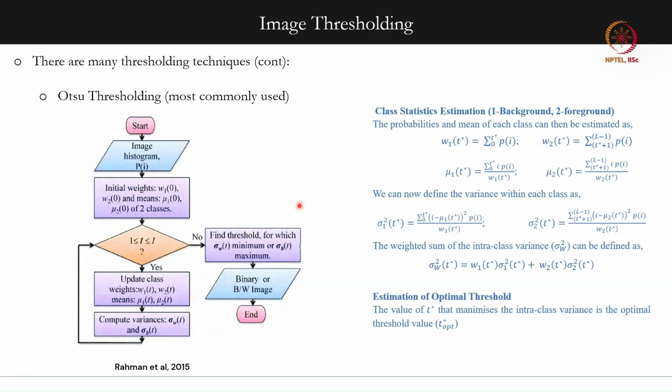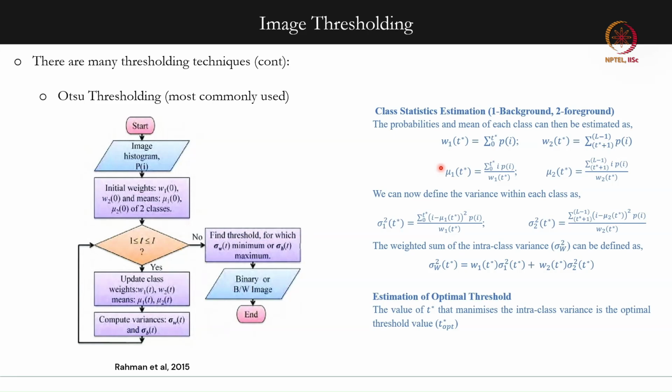So this is a very commonly used technique in image processing. Here, it iteratively estimates the threshold value. The idea behind this is we start off with an initial guess threshold value, and then we categorize the image into foreground and background. Once we have categorized that, we can calculate the class statistics for each of the foreground and background classes.